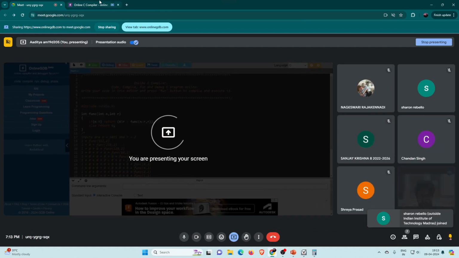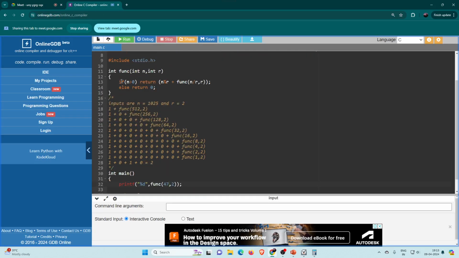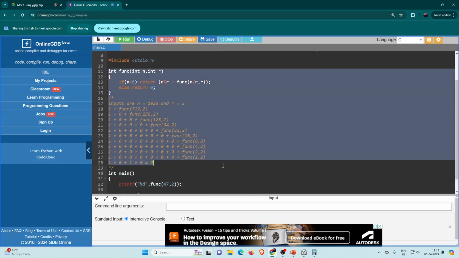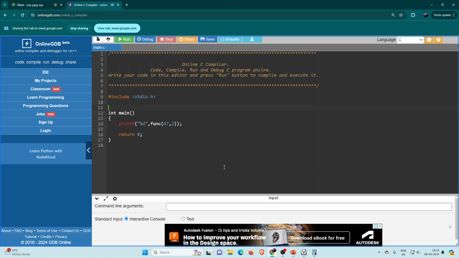So I hope the screen is visible again. I'll remove all this. Right. I'll define the function as a float f of x, and this is, yeah, I have to include math.h as well.